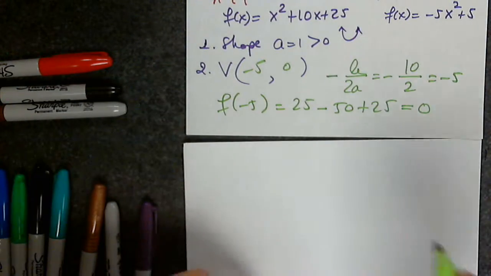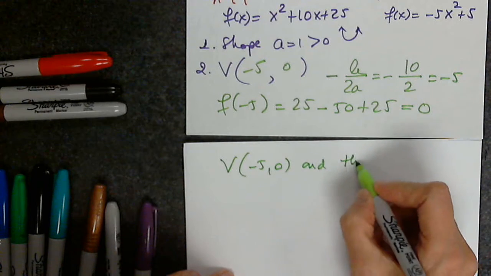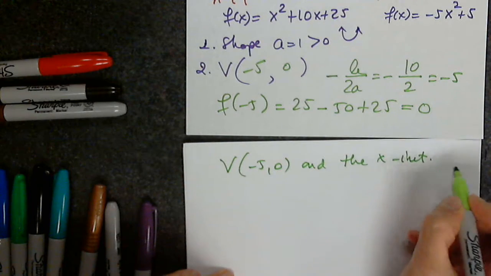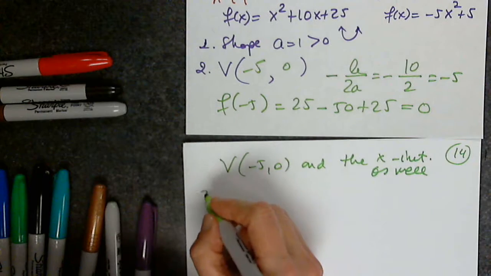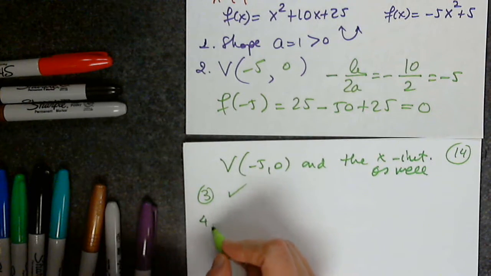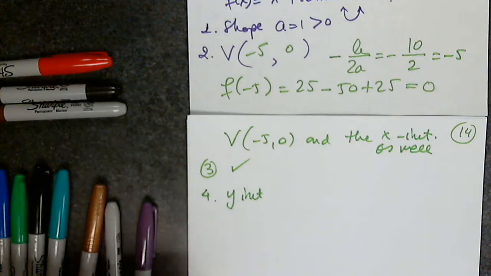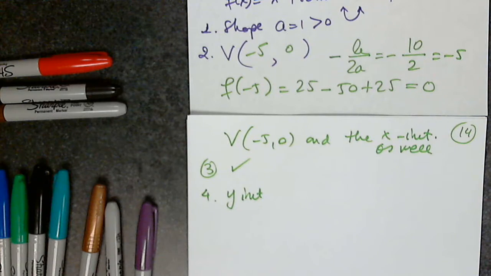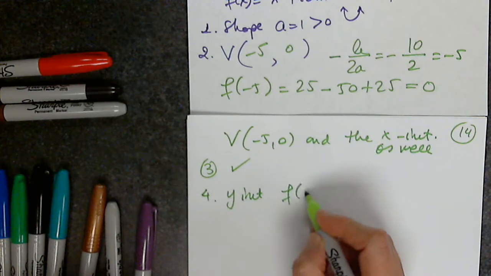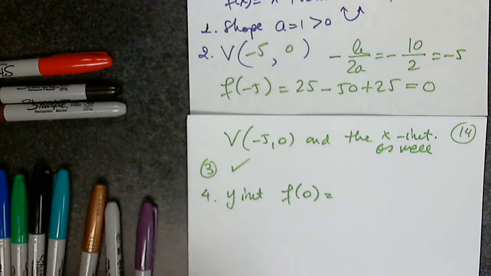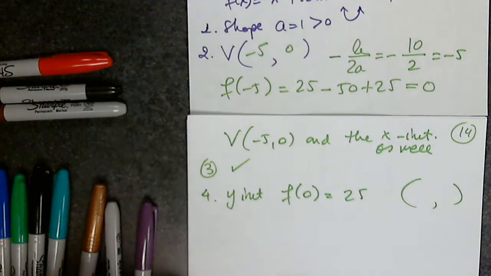Very good. So then the vertex is negative 5, 0, and the x-intercept as well. So 3 is done. Now 4. The y-intercept. How do I find the y-intercept? Right, so I have to find f of 0, which is? Perfect. And the ordered pair is?